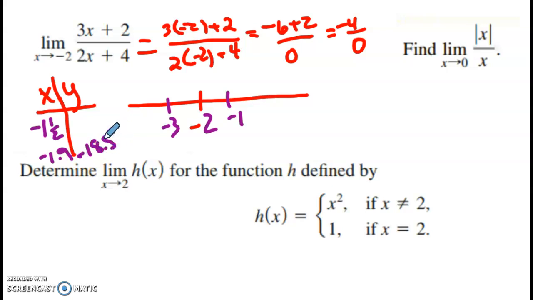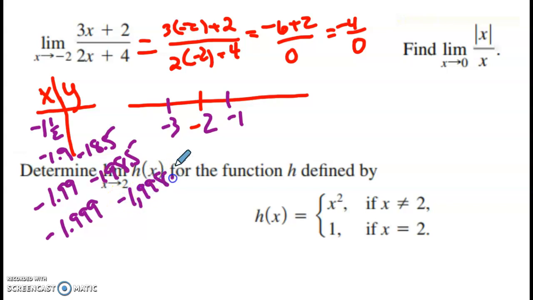-18.5. When I put -1.99 in, I got -198.5. When I put -1.999, getting closer and closer to -2, I got -1,998.5. I'm pretty convinced that this is going towards negative infinity.